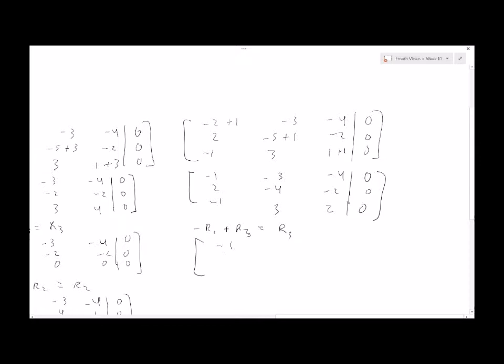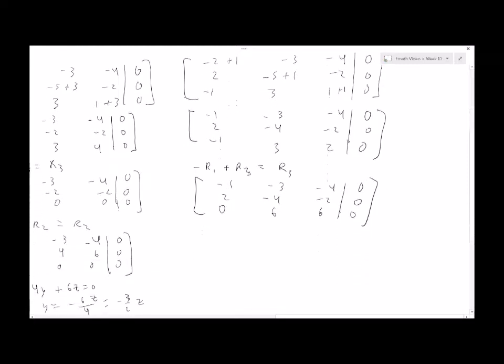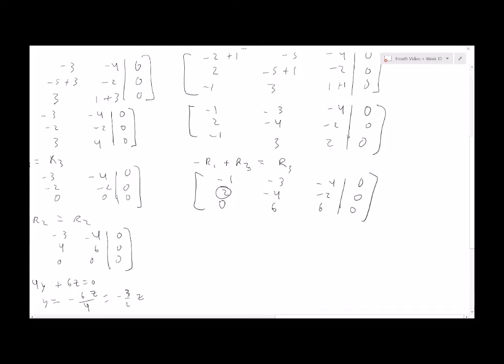So negative 1, negative 3, negative 4, 0. This stays the same. 2, negative 4, negative 2, 0. And now 1 plus negative 1 is 0. 3 plus 3 is 6. 4 plus 2 is 6, 0. Now we want this to be a 0, so we're going to do 2 row 1 plus row 2 equals row 2.